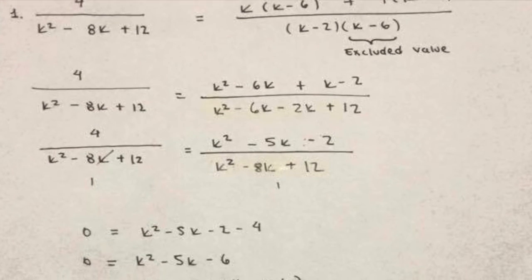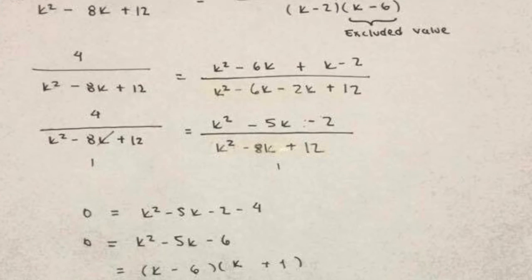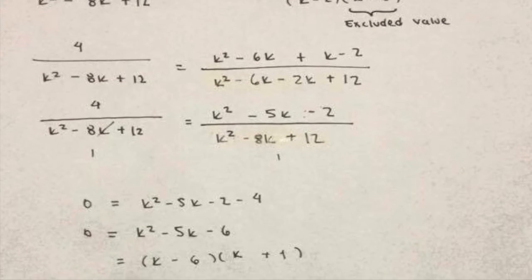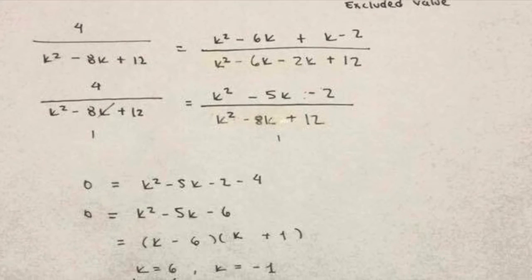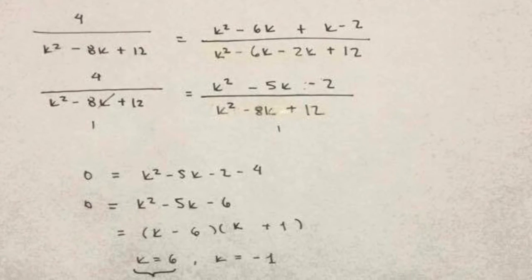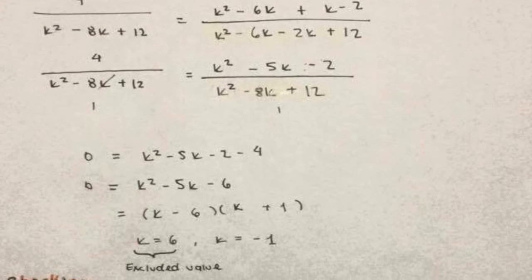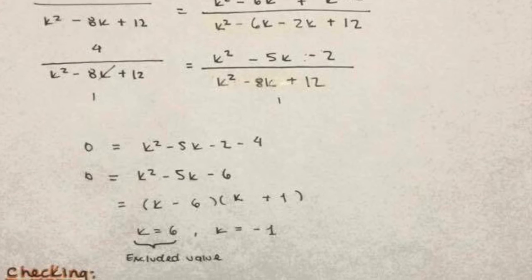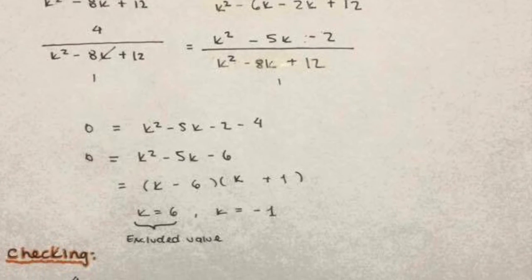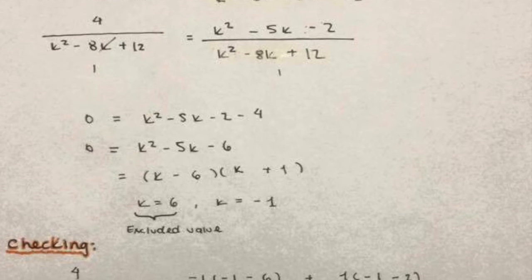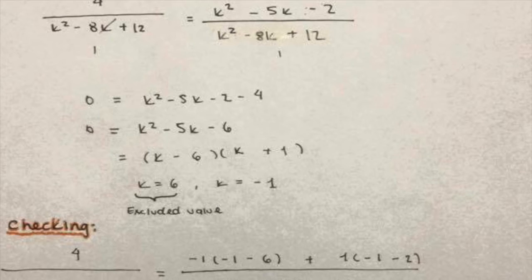Next, we would solve for the multiplying values. Our resulting equation would be 4 over k squared minus 8k plus 12 is equal to k squared minus 5k minus 2 over k squared minus 8k plus 12. As you can see, the denominators in both expressions are the same, so when that happens you have to cross them out, and that would be equal to 1.